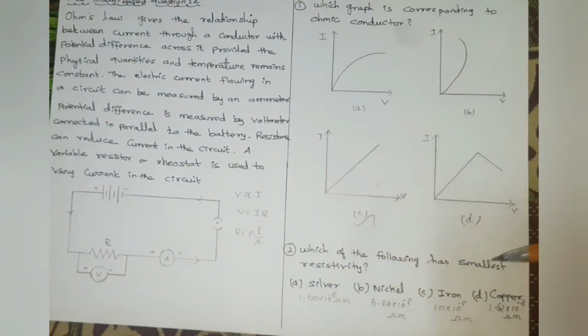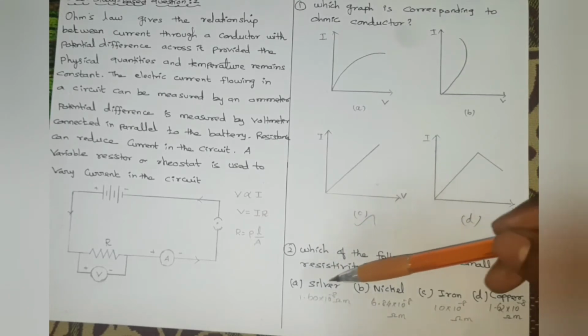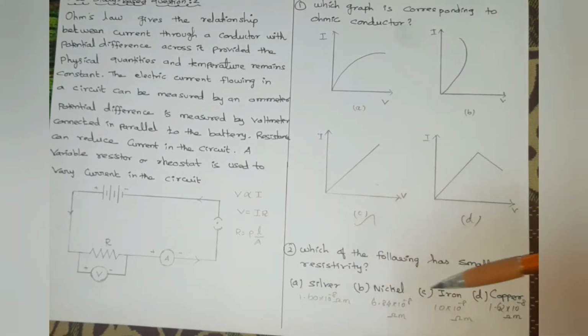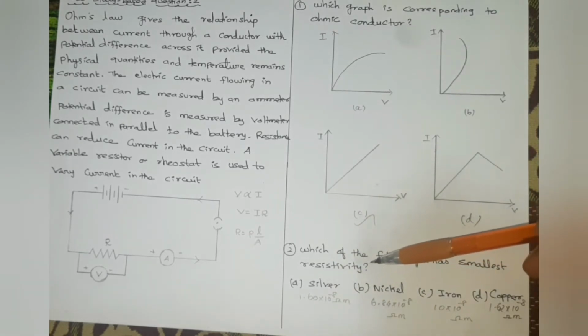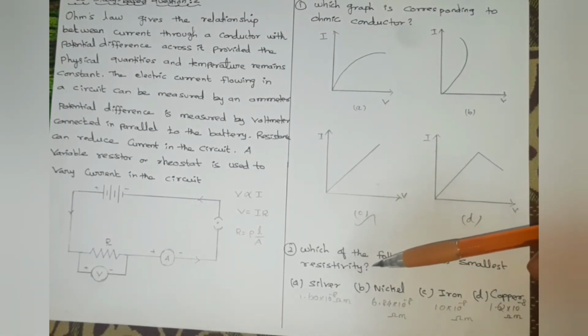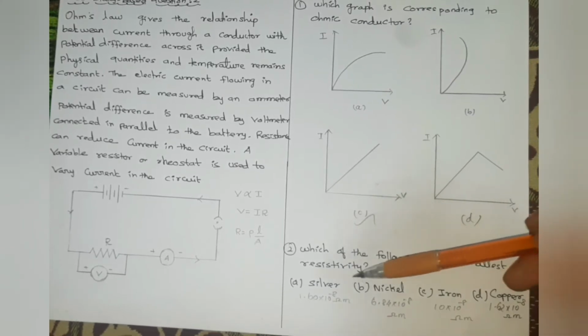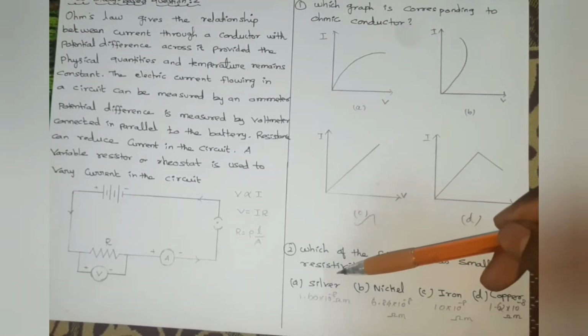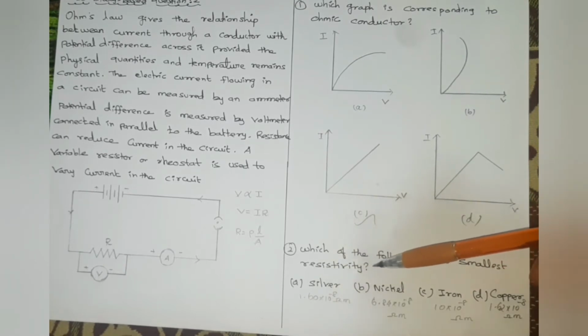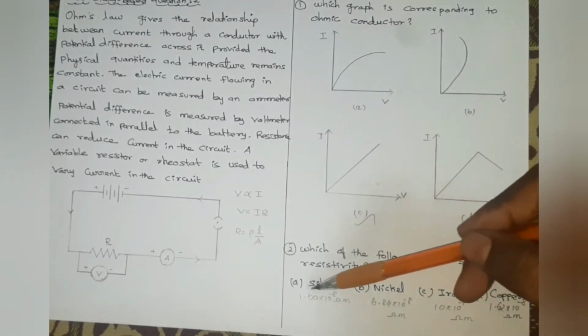Which of the following has the smallest resistivity? The options are silver, nickel, iron and copper. In order to know about the resistivity values, we have them on page number 220 of our NCERT textbook, Science grade 10, right? In that they have given the values of resistivity of different metals. We will look at that and get these values.